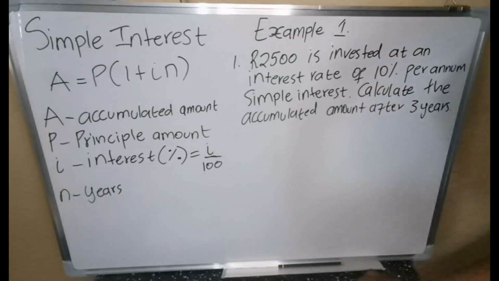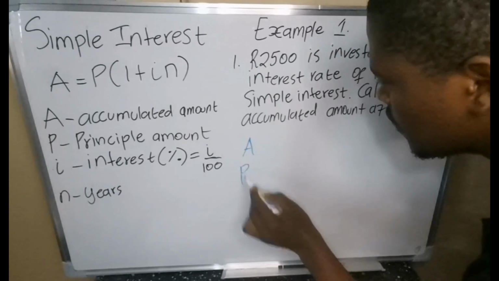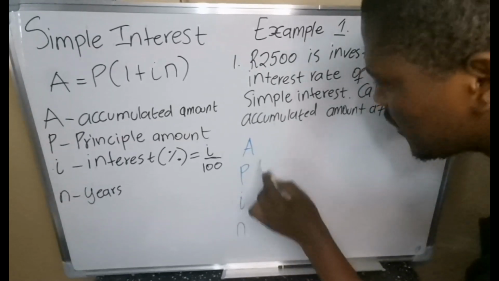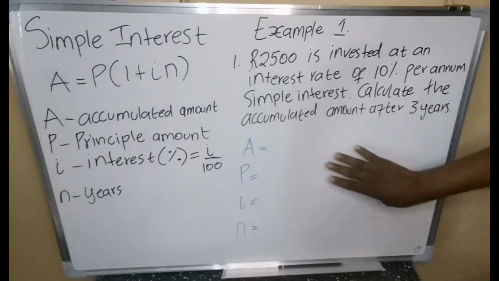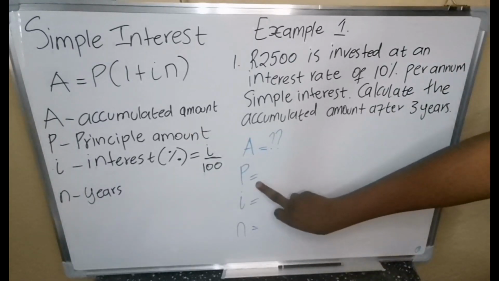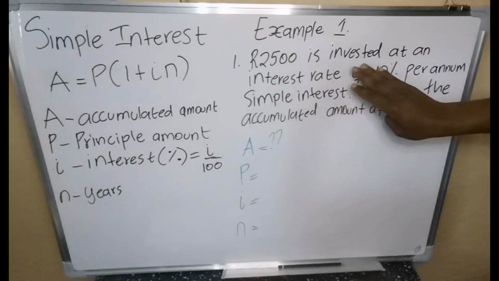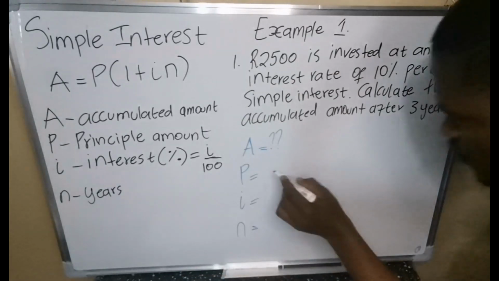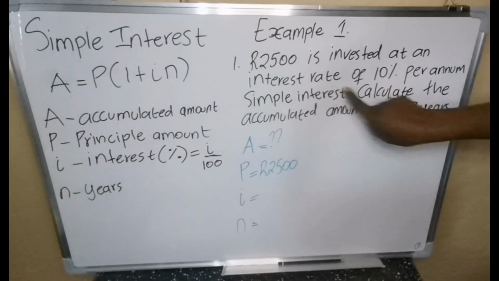This is very simple. First thing first, you need to identify your variables. You need to find A, you've got P, you've got I, and our N. The question says that you must calculate the accumulated amount. A, that means the total amount. Then for P, it is the principal amount or the initial invested, borrowed or saved amount. Here 2,500 is invested. This is the initial amount. You invest something, that means it's 2,500. And here, at an interest rate of 10%.